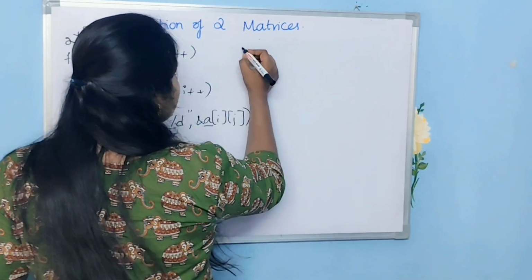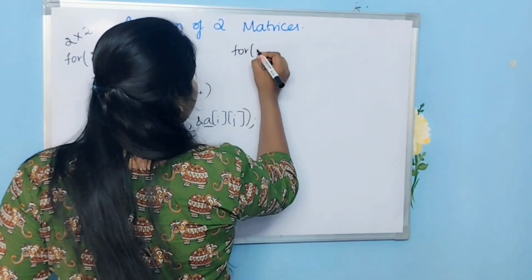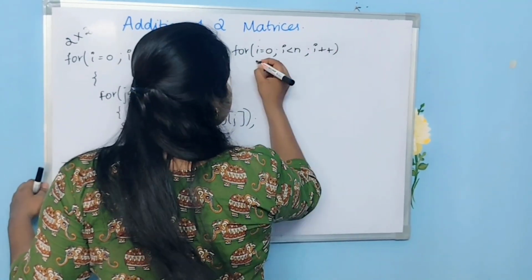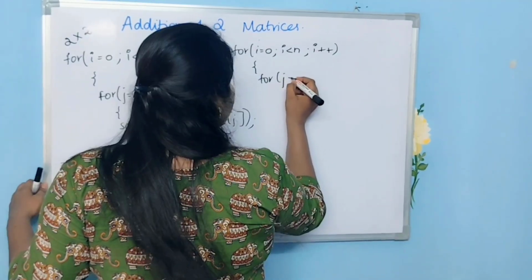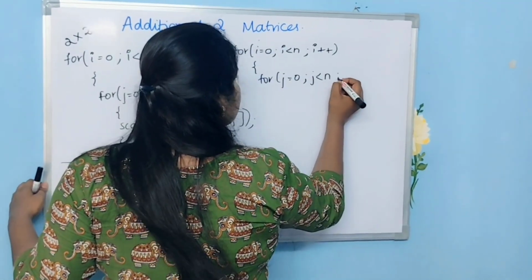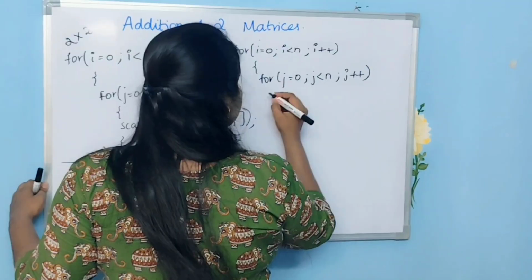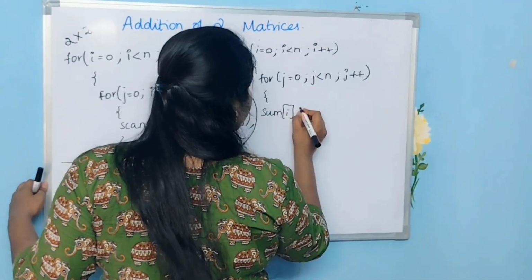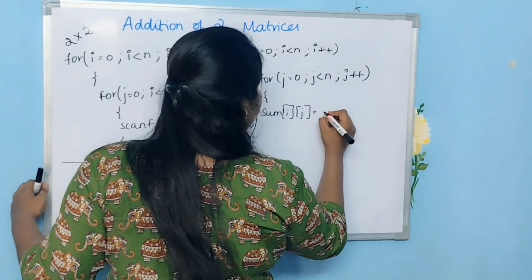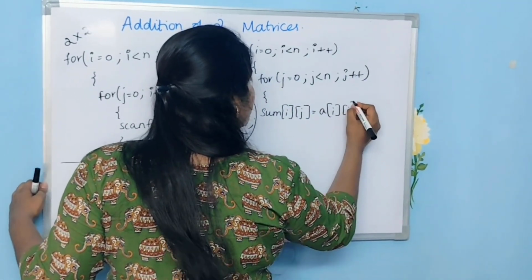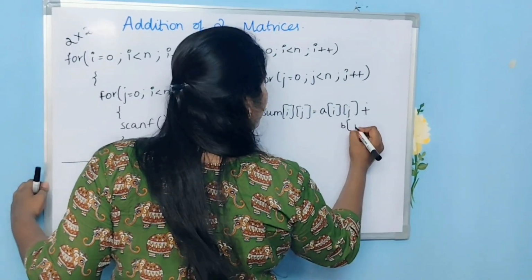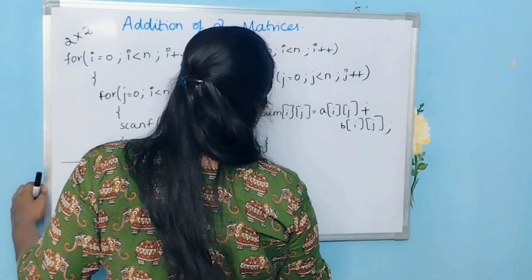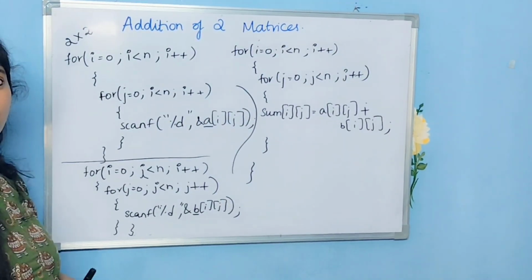Now I will perform addition of two numbers. So for i equals 0, i is less than n, i plus plus. For j equals 0, j is less than n, j plus plus. Here what I will be doing is sum of i j is equal to a of i j plus b of i j. Okay, now let's see what is happening.